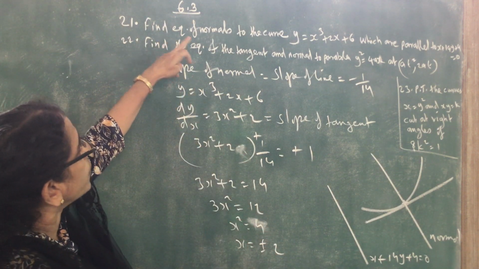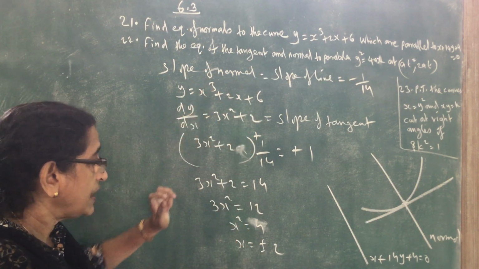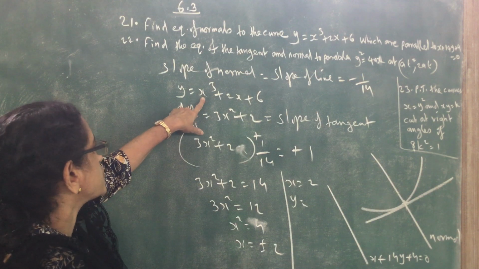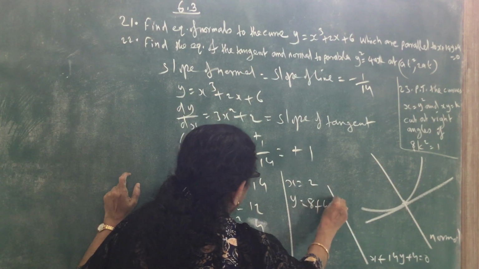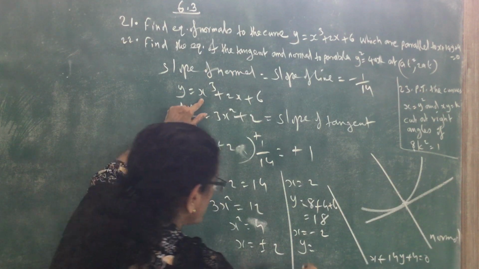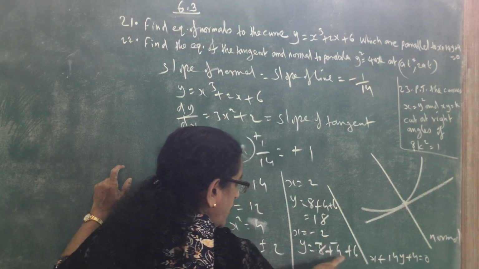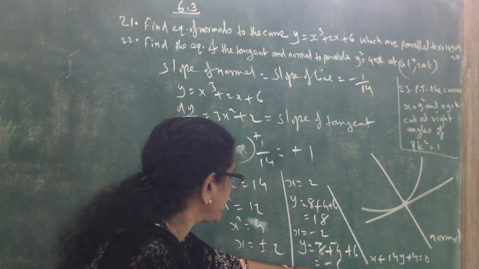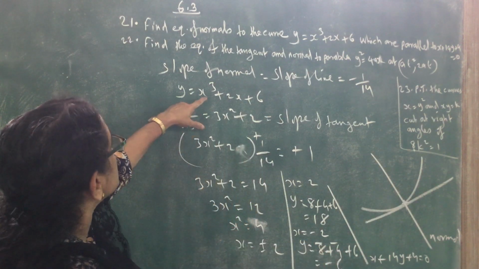Now the question is to find the equation of normal. When x equal to 2, we can find the y coordinate from the equation of the curve. Substituting, y equal to 2 cube, 8, plus 2 into 2, 4, plus 6, that is 18. When x equal to negative 2, y equal to negative 2 cube, negative 8, plus 2 into negative 2, negative 4, plus 6, that is minus 12 plus 6, minus 6.